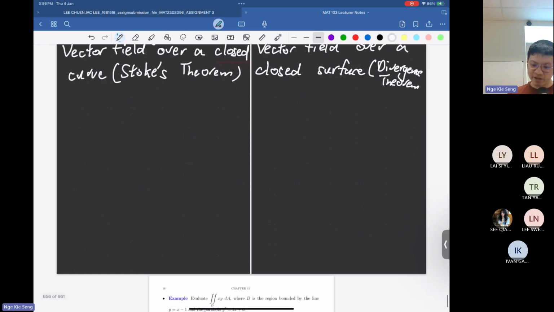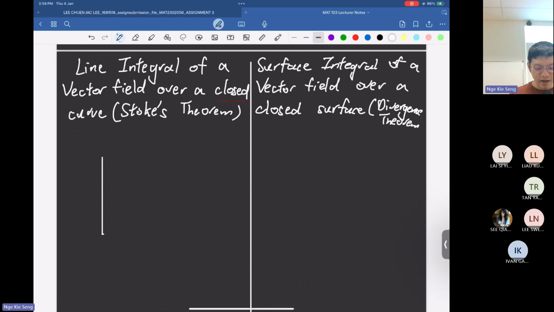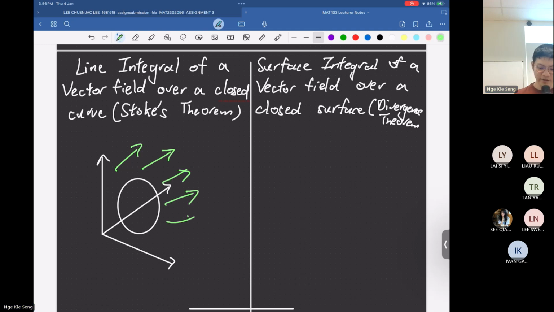So let me give you a picture again. When I do maths, I like geometry. So my maths will always involve algebra and geometry. So what is the line integral of a vector field over a closed curve? You need to get yourself a closed curve first. So you get yourself a closed curve, maybe like this. Okay. And then there is a vector field in the space.